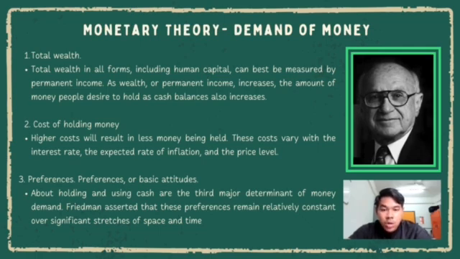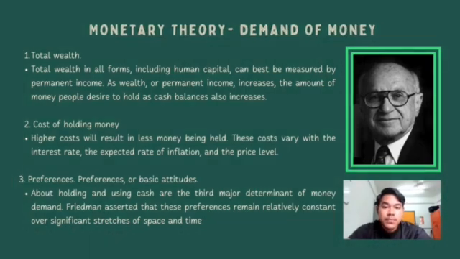Second, the cost of holding money. Higher costs will result in less money being held. These costs vary with the interest rate, the expected rate of inflation, and the price level. And lastly, preferences or basic attitudes about holding and using cash are the third major determinant of money demand. Friedman asserted that this preference remained relatively constant over significant stretches of space and time.